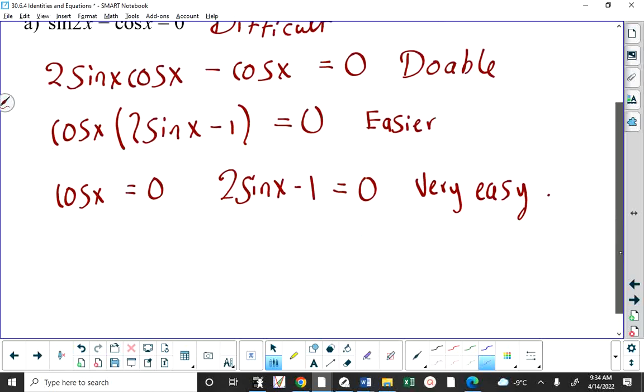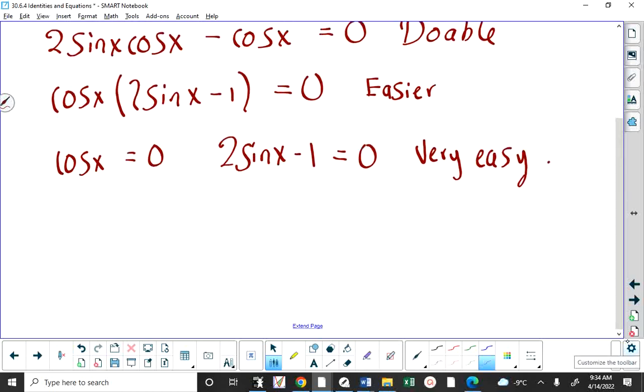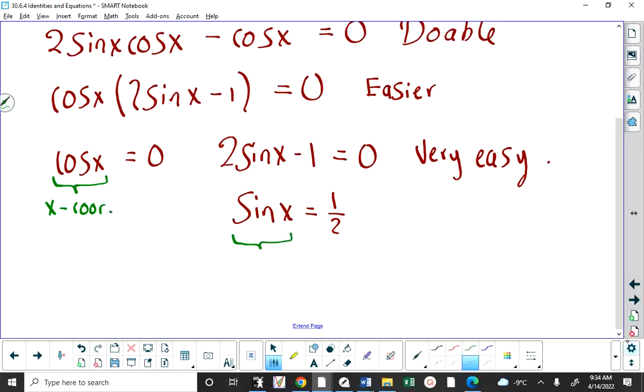Anyway, I'm not going to be doing these with a reference angle. This equation becomes sine of x equals 1/2. We have cos of x equals 0. Don't forget that cosine is the x coordinate on the unit circle. Sine of x, sine of the rotation angle, is the y coordinate. When I say x coordinate and y coordinate, I mean on the unit circle.